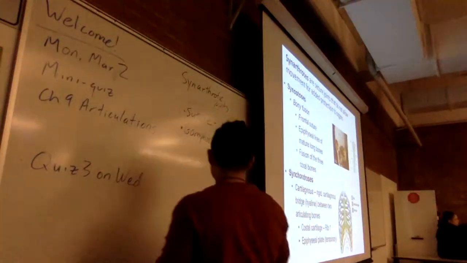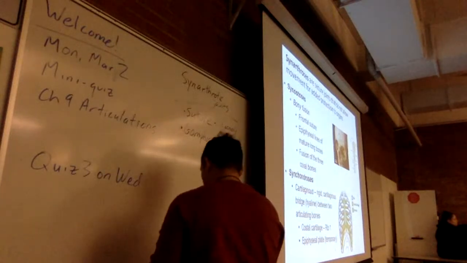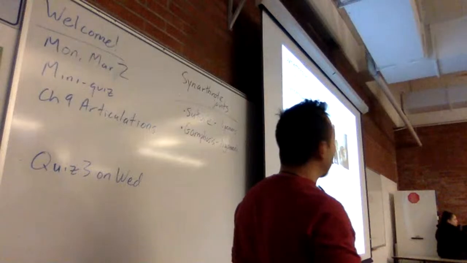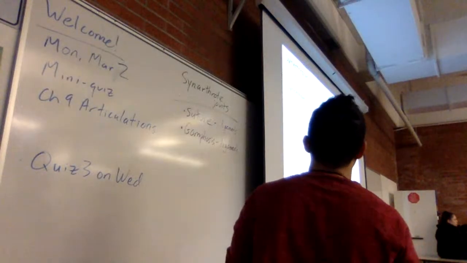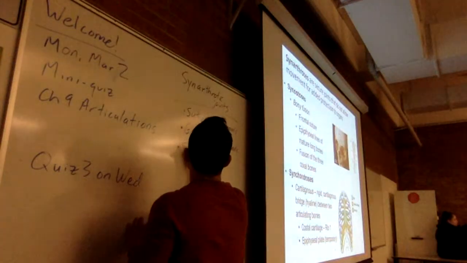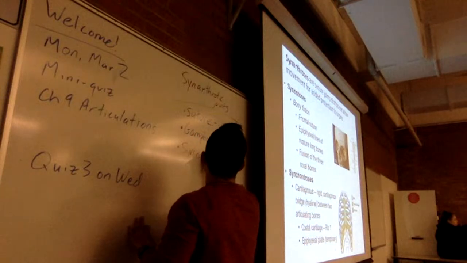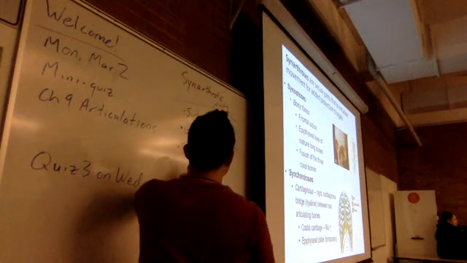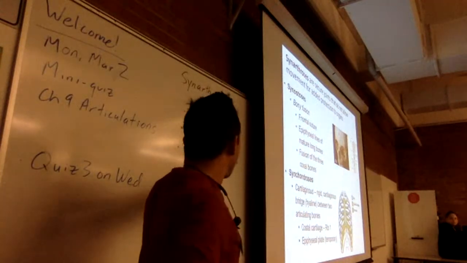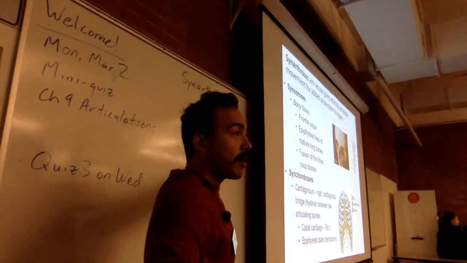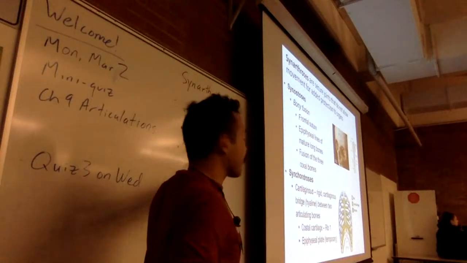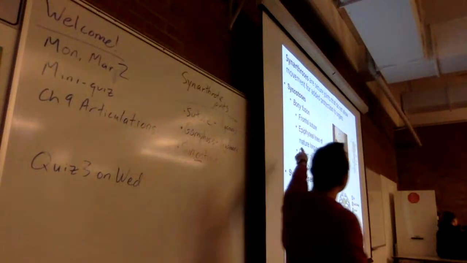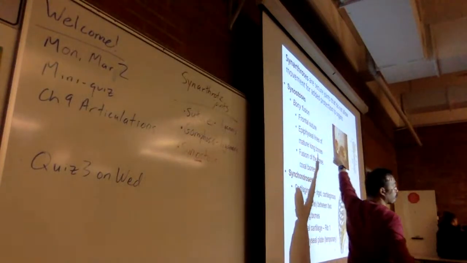So these two, suture and gomphosis, involve ligaments. These two involve a different kind of connection. A synostosis. Syn means together. Os, what does os mean? Bone. Bone together. A synostosis. This is where bone fuses with bone.